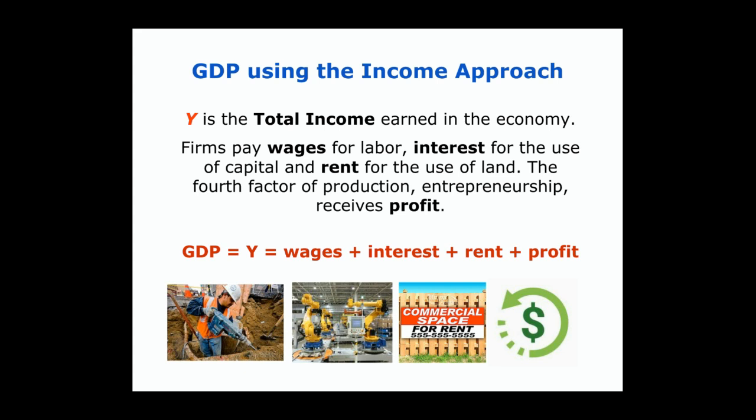We could also calculate the GDP using the income approach. Because all of the expenditures that are made in the economy are paid for by income, the income in a given year should be equal to the expenditures in a given year. And when we do that, we have to add up all of the wages, all of the interest that's paid, the rents that are earned, and the profit. And those are all the different sources of income, and it should come to the same thing.